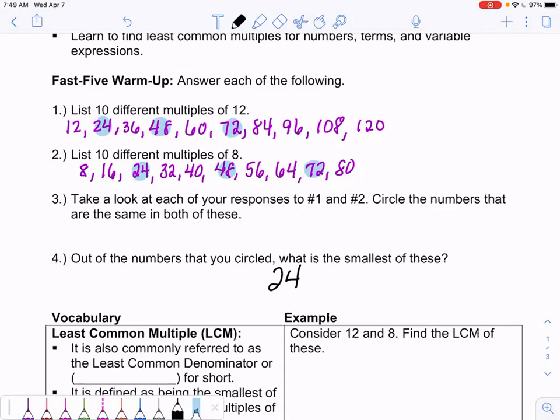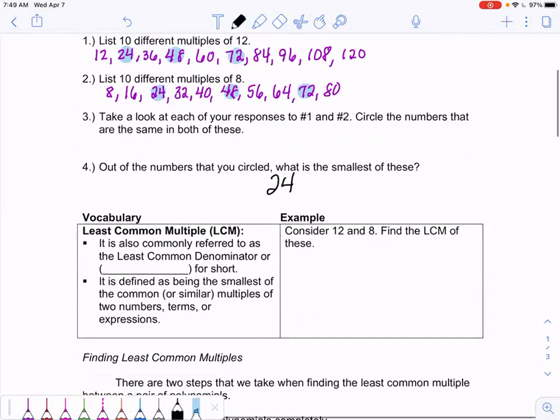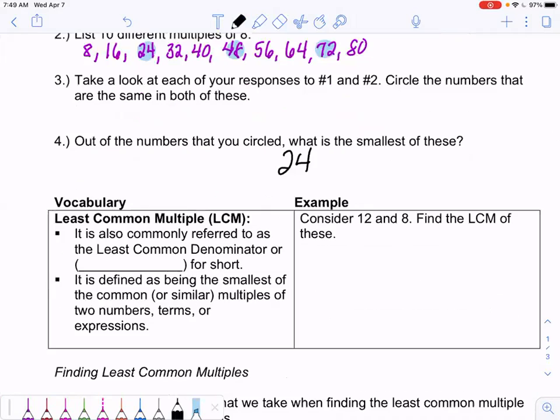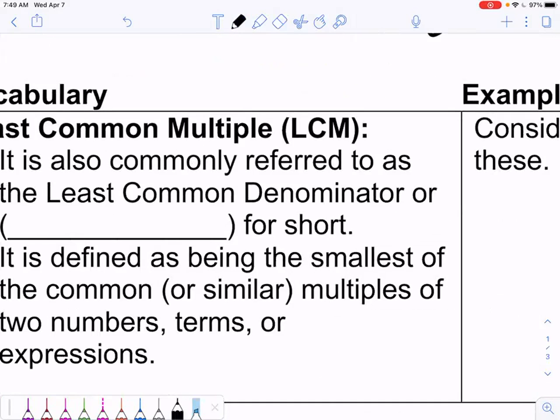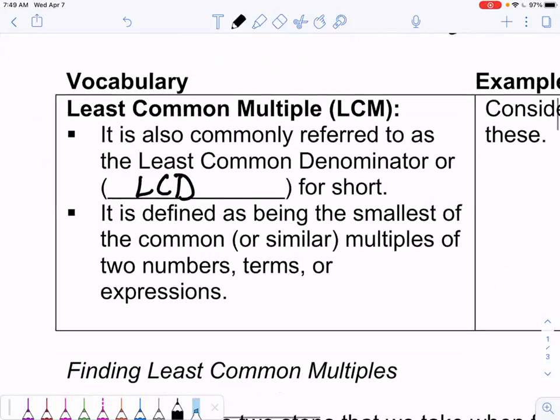So a least common multiple is also referred to as a least common denominator. You're going to see it as LCM or LCD. It depends on if you have a fraction, it's a least common denominator. If it's not a fraction, it's a least common multiple, but they're the same thing. So if it's in fraction, least common denominator. If it's just two expressions, least common multiple. It is defined as being the smallest of the common or similar multiples of two numbers, terms, or expressions.